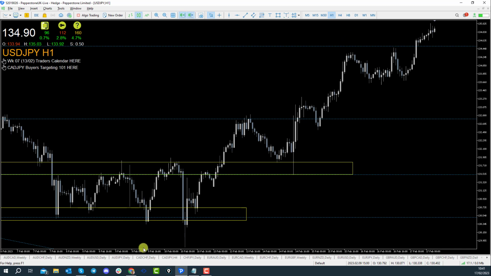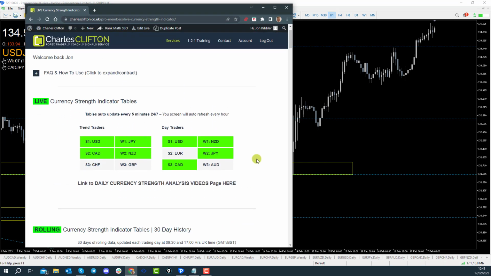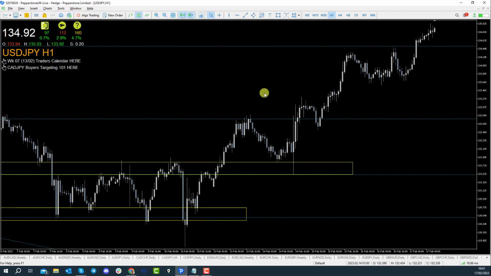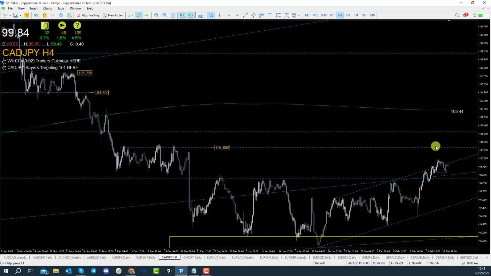That's what we've built them for, and how Charles has built these is very complex, and it allows you to identify opportunities in the markets, and it narrows down your workload from looking at all the pairs to just a few. So even if you just concentrated on 2 of those pairs this week, you would have done extremely well. We did talk about CAD yen quite frequently as well, and CAD yen actually came down into a demand zone. So let's just quickly finish on CAD yen.